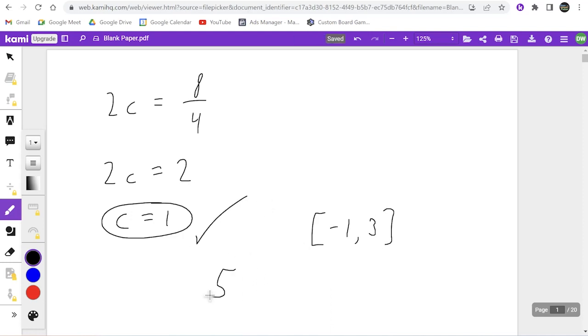For instance, if I got +5 as an answer, I'd have to cross it out because that's not in my bounds. And that's okay. It's just the wrong answer. Don't worry about it. Either way, c equals 1 is the answer.